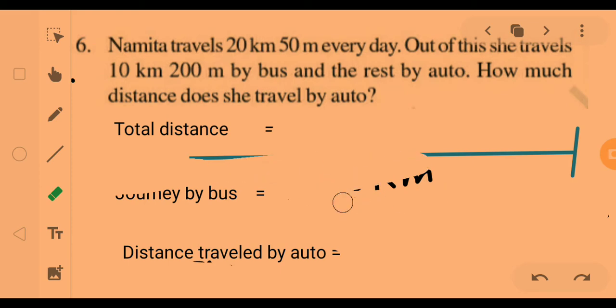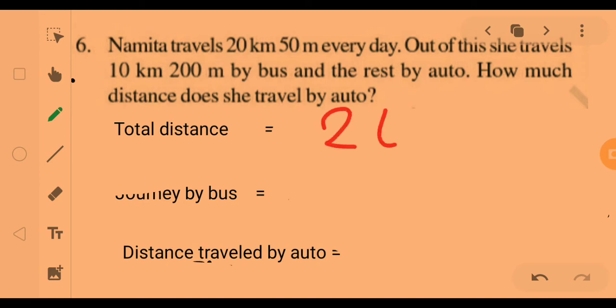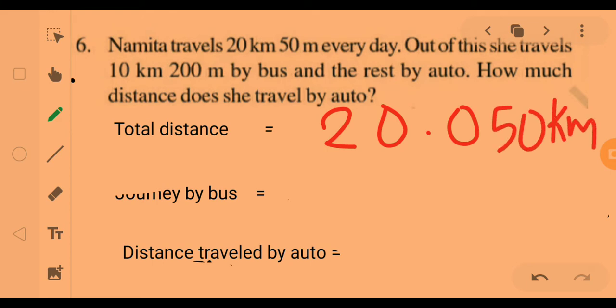So how much is the total distance here? The total distance here is 20 kilometer 50 meter. So let us write it as 20.050. Total distance 20.050 kilometer. Then what is next? The journey by bus. How much is it? 10 kilometer 200 meter. We will write it like this.